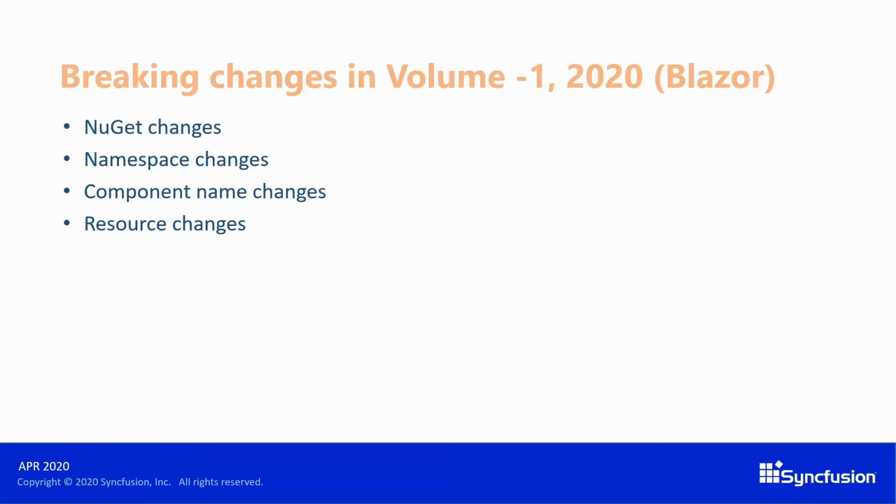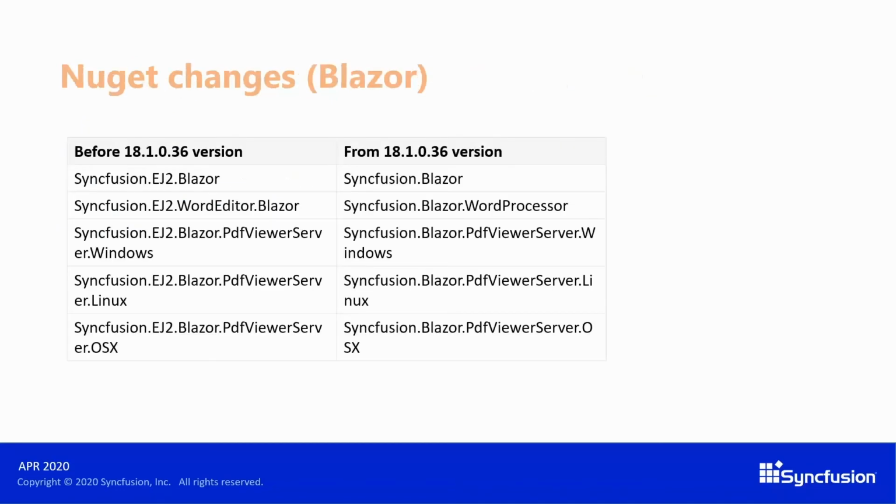So primarily the changes were the NuGet package name changes, a change in the namespace, the component name has been changed, and also the resource reference changes. The major thing we are doing is, previously you might have downloaded the Blazor package with the name syncfusion.ej2.blazor, and now we have changed our Blazor NuGet package name to syncfusion.blazor.